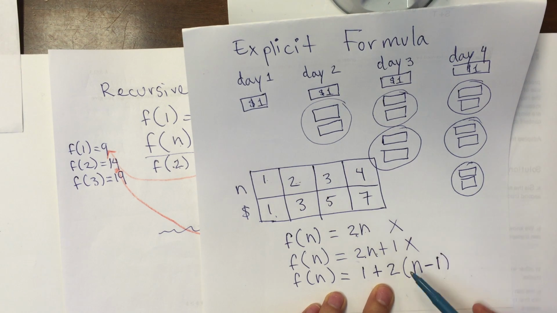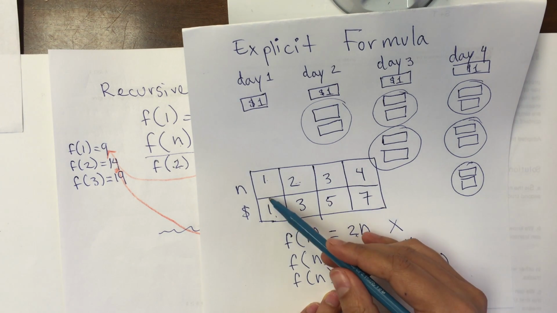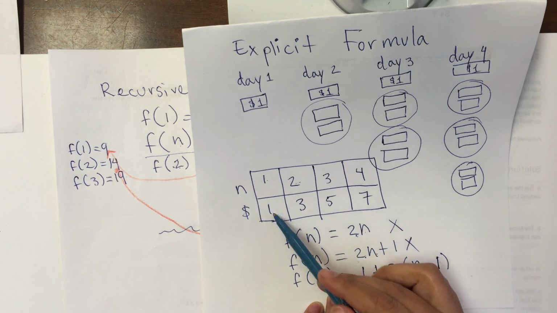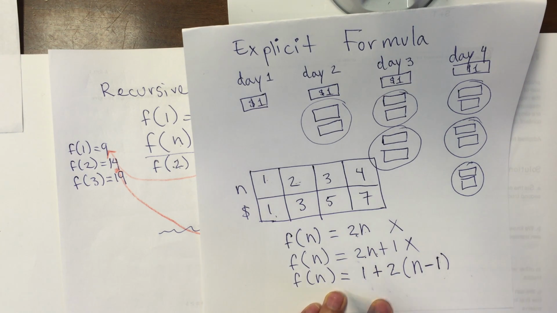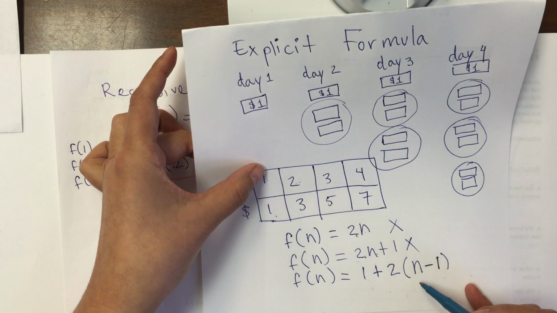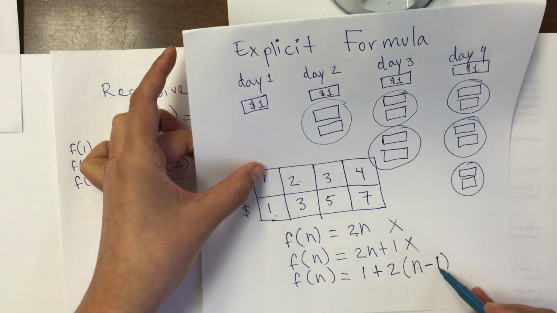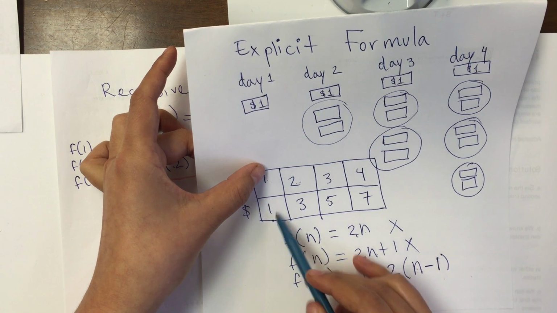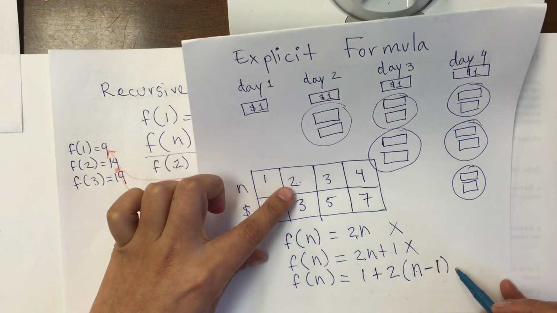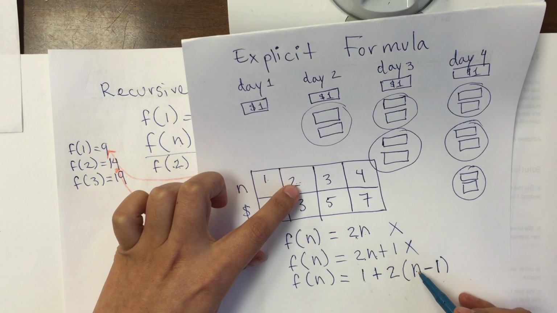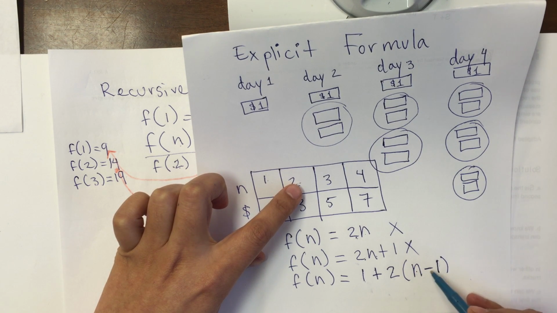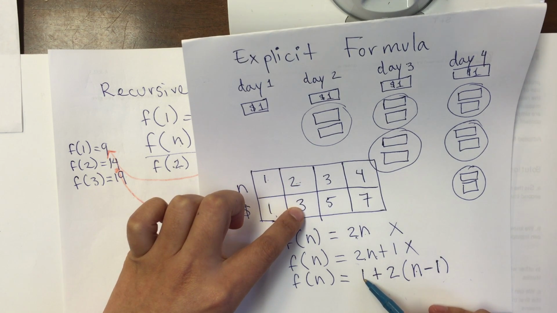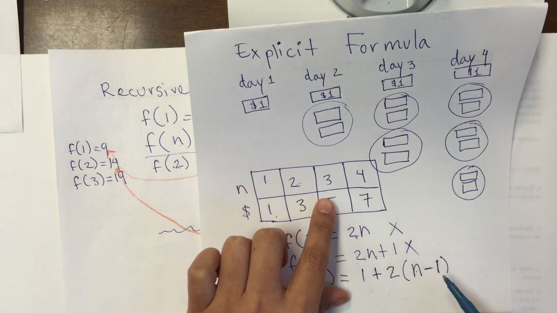Okay, now let's see if it works. This is the money that I start with, plus the 2 that I'm adding each day, except the first day I did not add anything. And now let's apply for day 1. Day 1, 1 minus 1 is 0. 0 times 2 is 0. 0 plus 1, $1. Now let's see if it works for the second one. We replace the n. So 2 minus 1 is 1, times 2 is 2, plus the $1 I had is 3. It works.